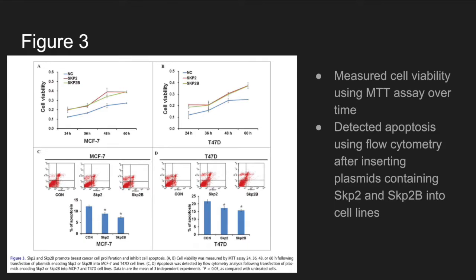In Figure 3, they measured cell viability using an MTT assay over time and detected apoptosis using flow cytometry after inserting plasmids containing SKP2 and SKP2B into cell lines. They found that SKP2 and SKP2B promote breast cancer cell proliferation and viability, in addition to inhibiting apoptosis.